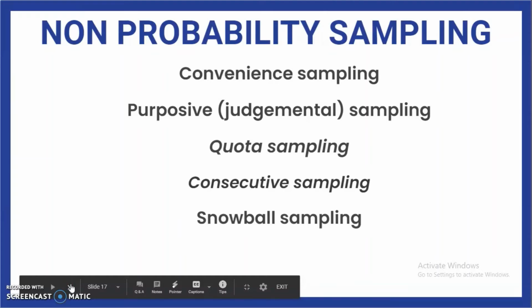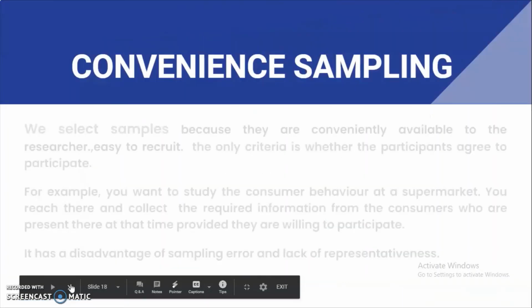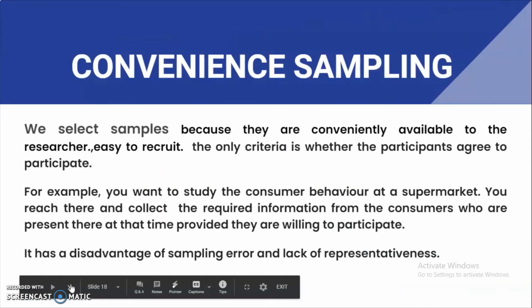These are the mostly used non-probability sampling techniques, and we will see them one by one. What is convenience sampling? When we read the term itself, we get an idea about what convenience sampling is. We select samples because they are conveniently available to the researcher, easy to recruit. The only criterion is whether the participants agree to participate.